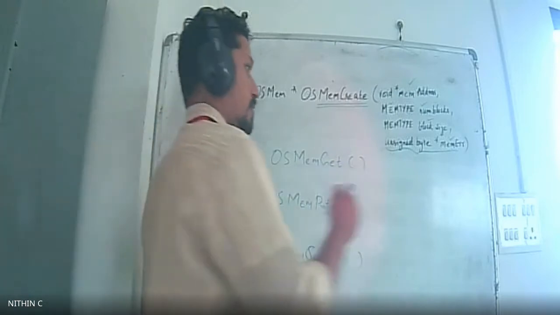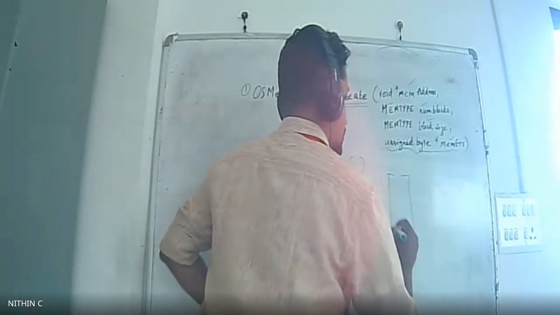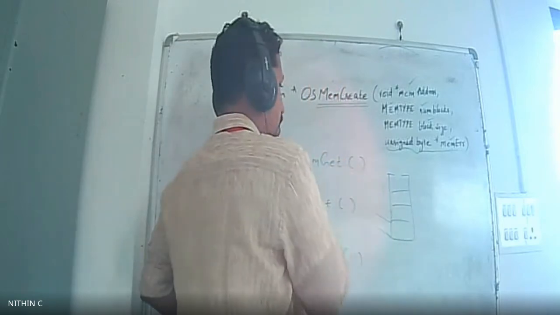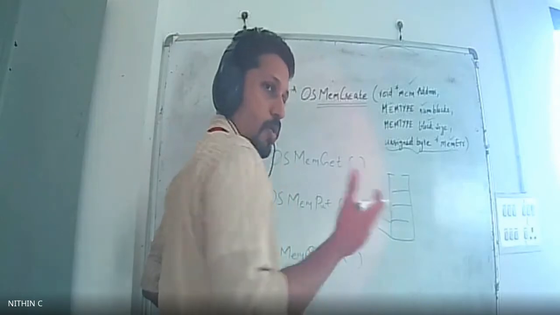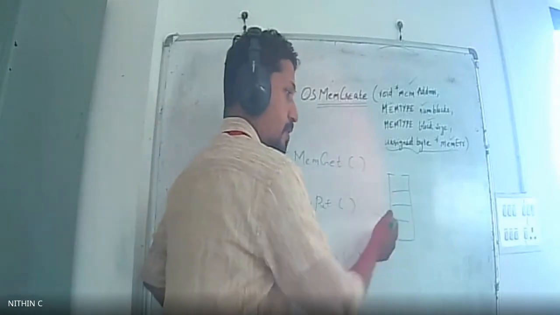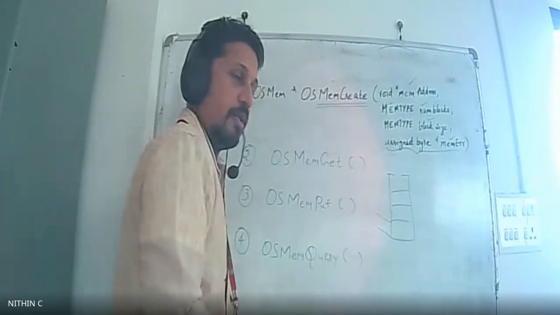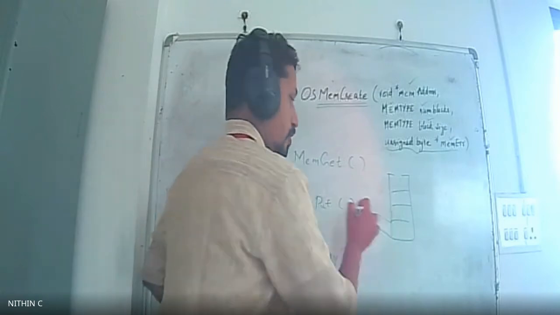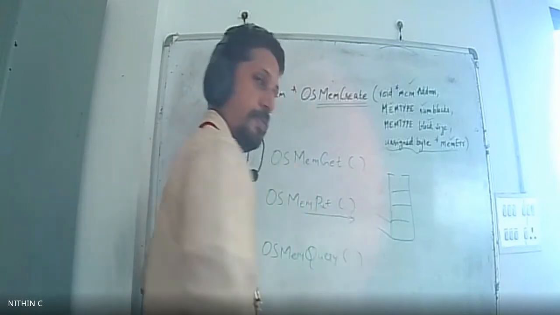to the partition. If this is your partition, you are taking this block by using OS memory get. You means the application. Your application program will be taking this memory block by using the OS memory get function, and for returning this block to the partition, you will be using OS memory put.